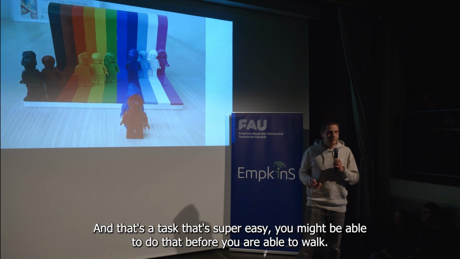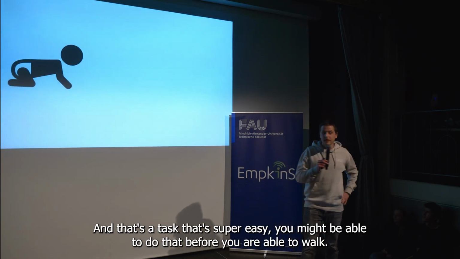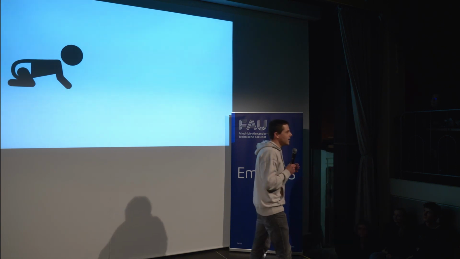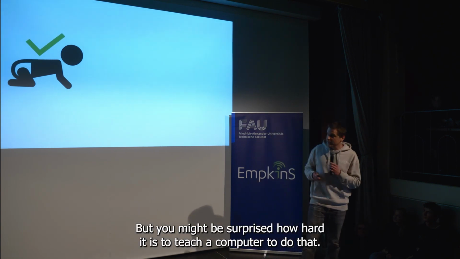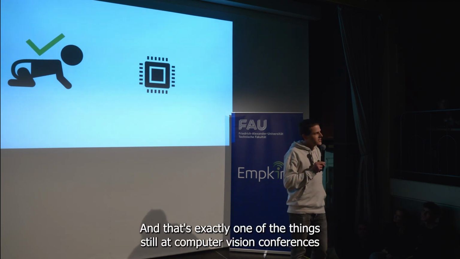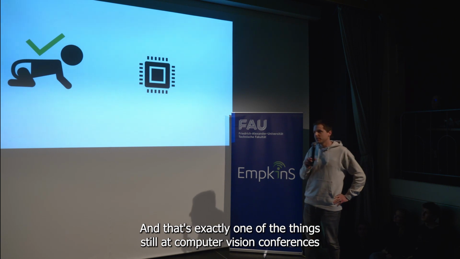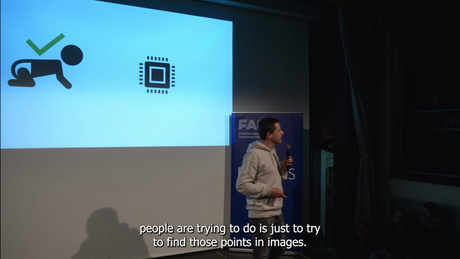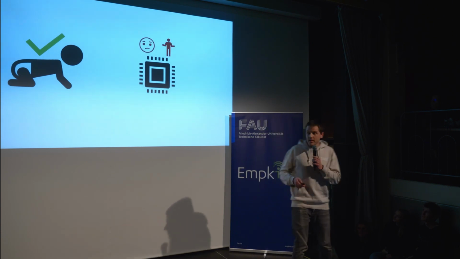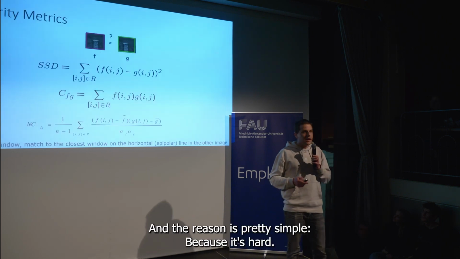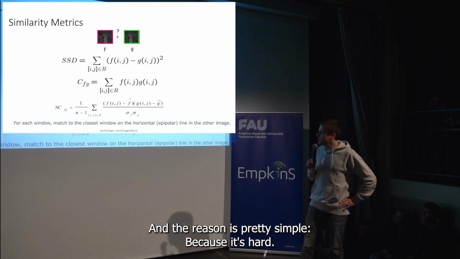And that's a task that's super easy. You might be able to do that before you are able to walk. But you might be surprised how hard it is to teach a computer to do that. Okay? And that's exactly one of the things still at computer vision conferences people are trying to do. Just to try to find those points in images. So it's pretty hard. Sometimes you just don't know how to approach that. And the reason is pretty simple, because it's hard.